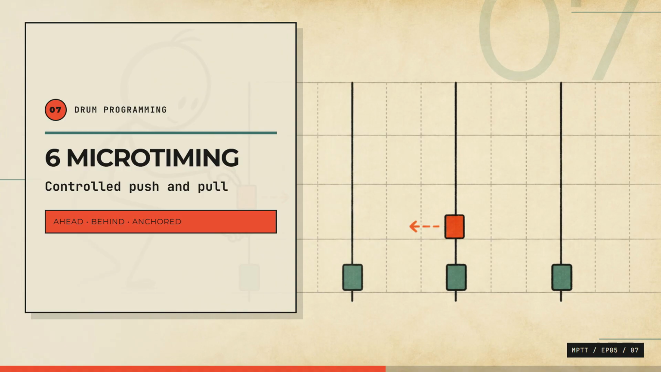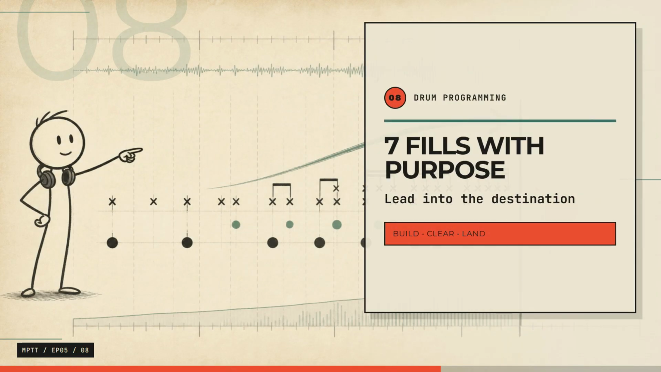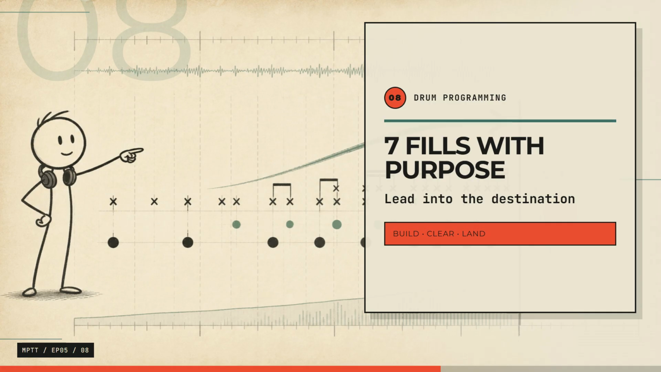Close your eyes for the final decision. If the edit improves motion without calling attention to the grid, keep it. If the timing trick becomes the story, it is probably too much. Tip 7. Make fills answer the arrangement. A fill is a short increase or change in activity that helps the listener anticipate a section change. It can be a snare run, a tom phrase, a busier kick pattern, a cymbal pickup, or even a brief stop. The fill is a sentence ending.